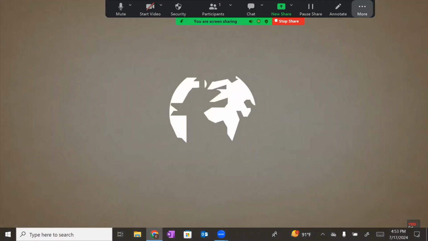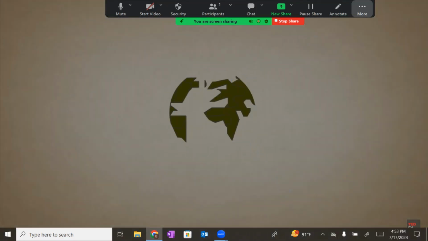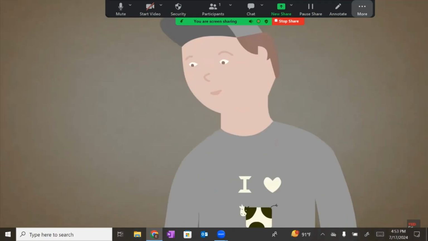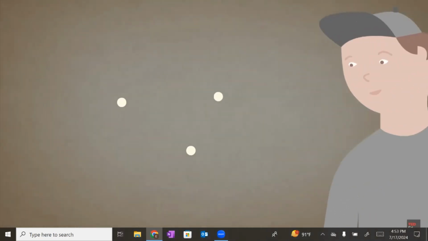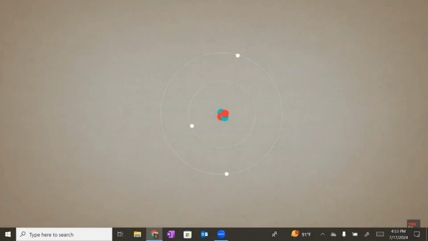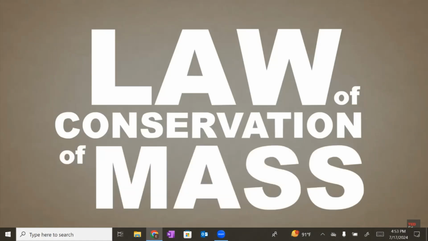Where does all this stuff come from? This rock, that cow, your heart. Not the things themselves, mind you, but what they're made of, the atoms that are the fabric of all things. To answer that question, we look to the law of conservation of mass.